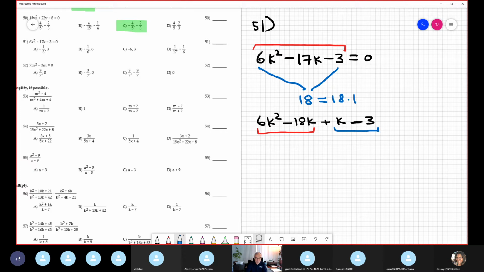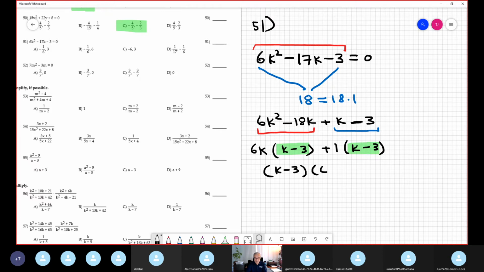Okay, now grouping. In the red couple, the greatest common factor is 6k. We have k minus 3. What is the greatest common factor in the blue couple? No greatest common factor, and no greatest common factor means 1. k minus 3. I am happy because in that moment, this expression and this expression are the same. Therefore, you factor out k minus 3 and 6k plus 1. And don't forget that this is an equation, so I put equals 0 here.